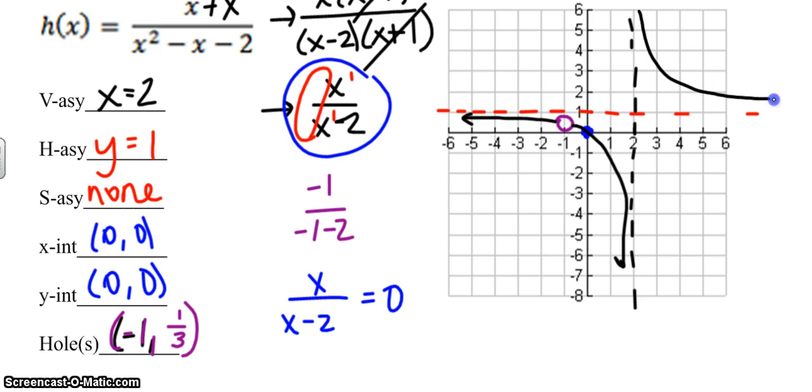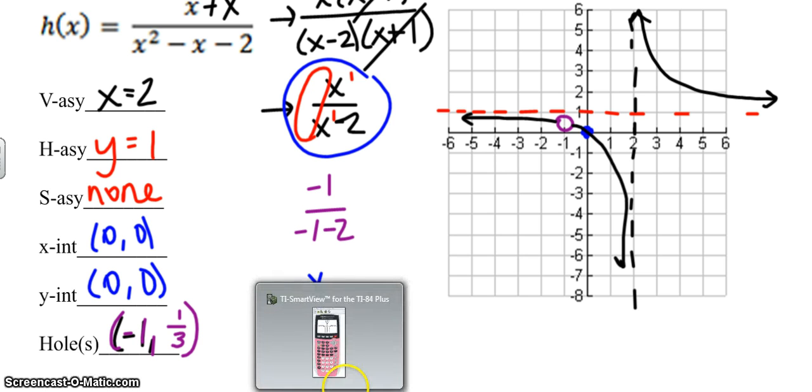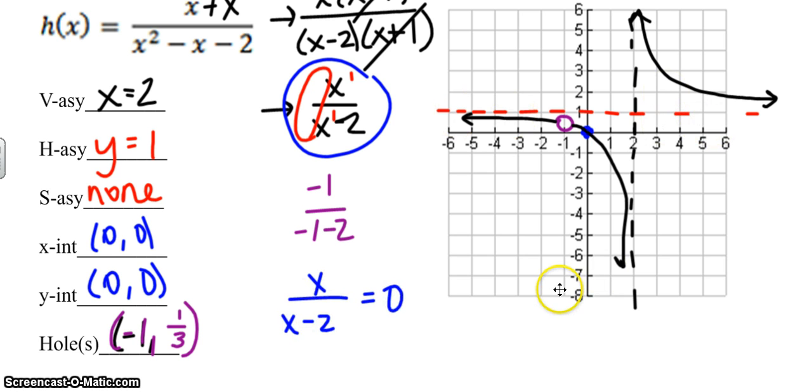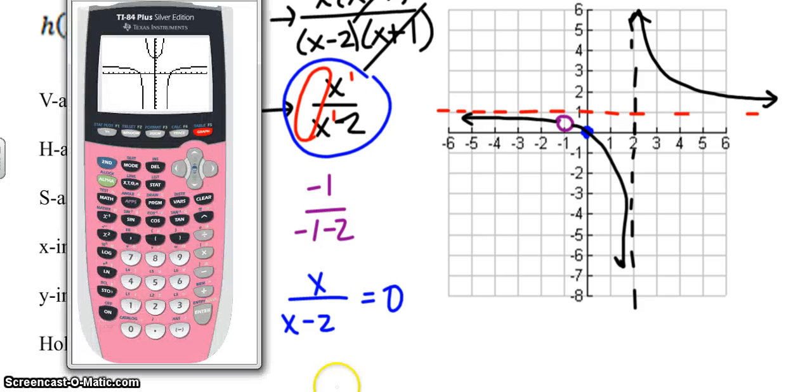This part is going to be the other part of my reciprocal parent function that's been moved over there. Now again, I expect you to be able to graph the asymptotes, the holes, the intercepts, all of that. And then to check for how to connect the dots, you can go ahead and graph it in your calculator.